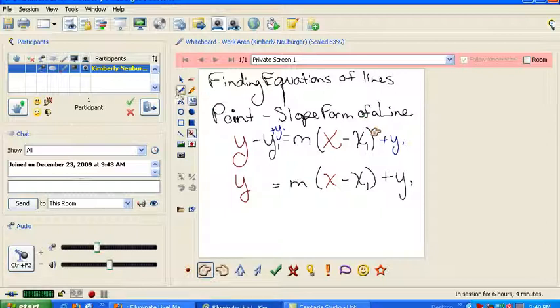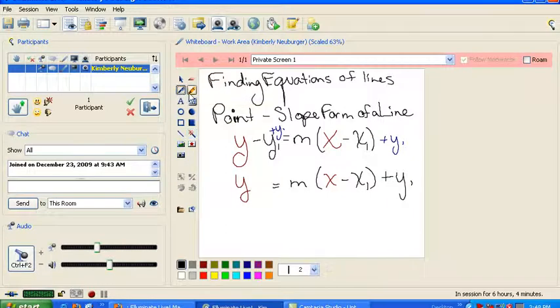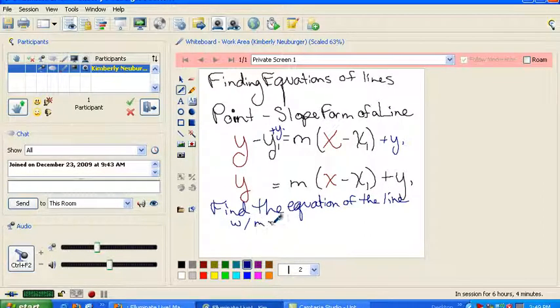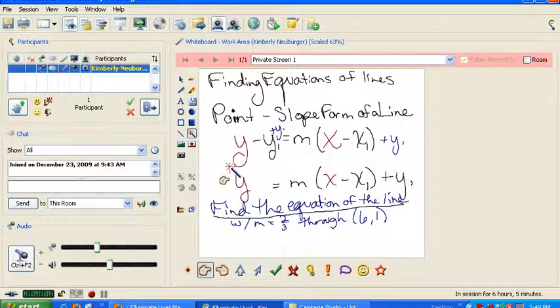So let's go ahead and use this formula, and let's say that you were asked to find the equation of the line with slope equal to 2/3 through the point (6, 1). Now, the key that's telling you to use this form of the line is that the directions say find the equation of the line. Anytime you see that, you're going to be using this equation.